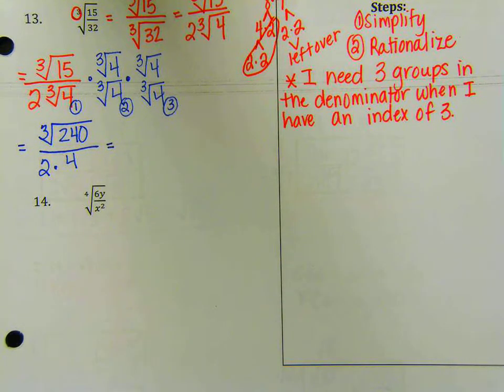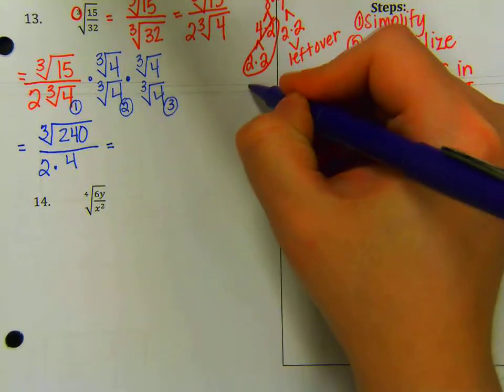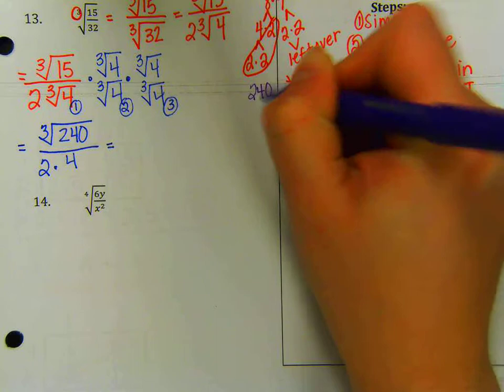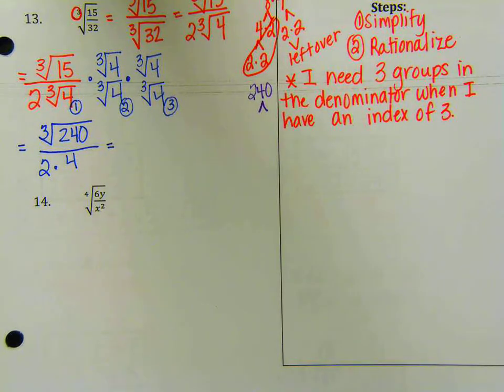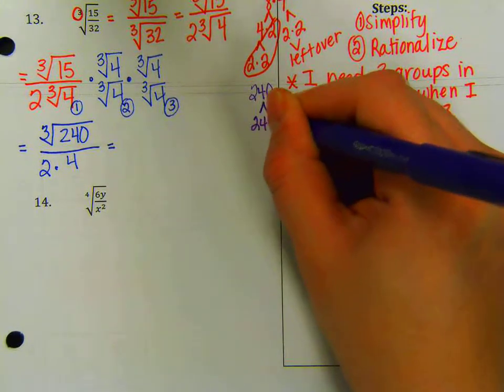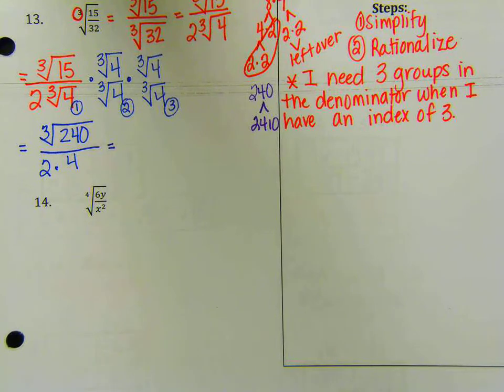Now here's where it gets annoying again. We're going to have to create a factor tree for 240. How do you want to split up 240? Okay, 24 and 10. Yeah, it doesn't matter what you do.